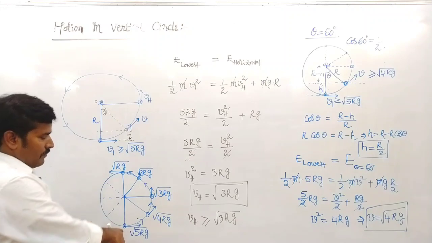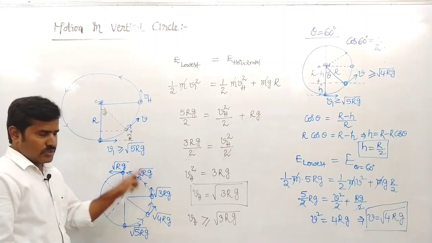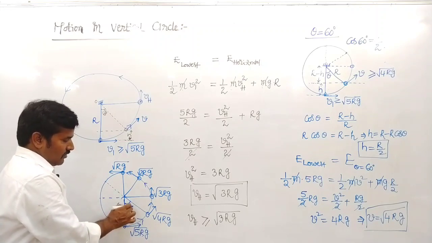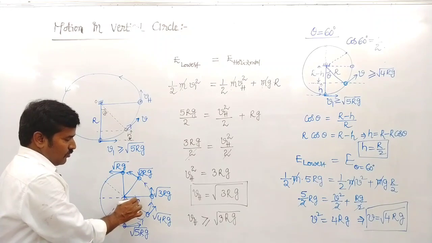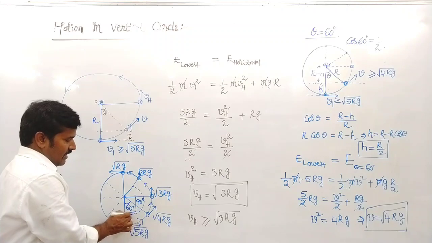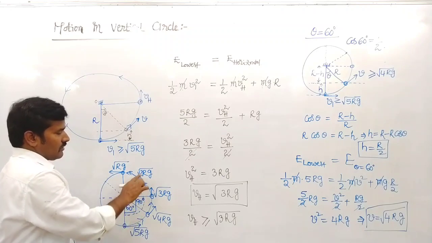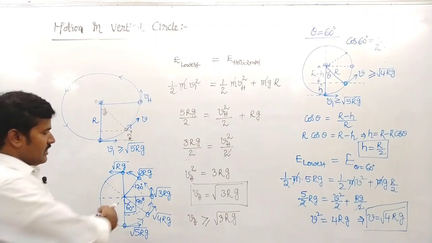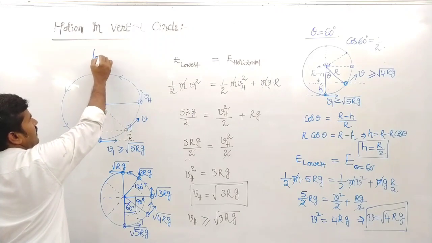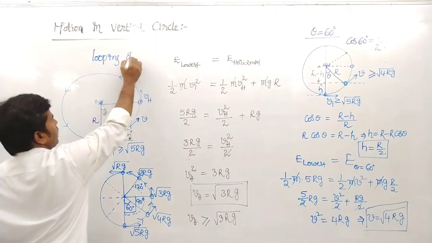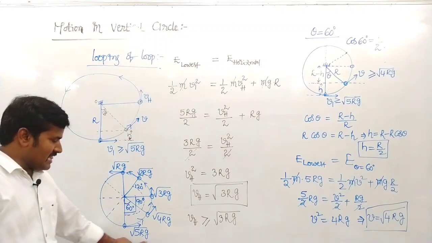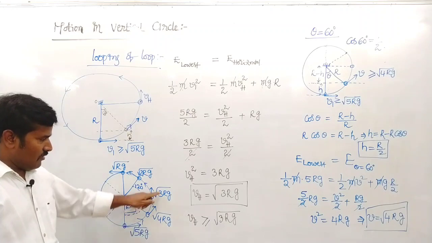This is the speed at the different positions in the looping of loop: at the lowest position root 5 rg, 60 degree position root 4 rg, 90 degree position root 3 rg, 120 degree position root 2 rg, and root rg at the top. This is the vertical circle, the looping of loop condition. The minimum velocity is a must; more than this, the values increase.